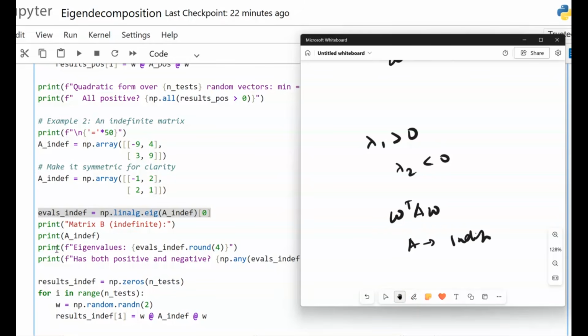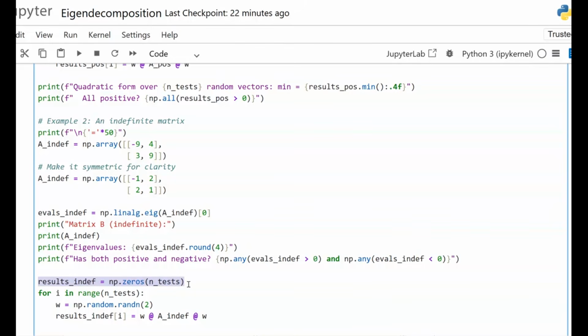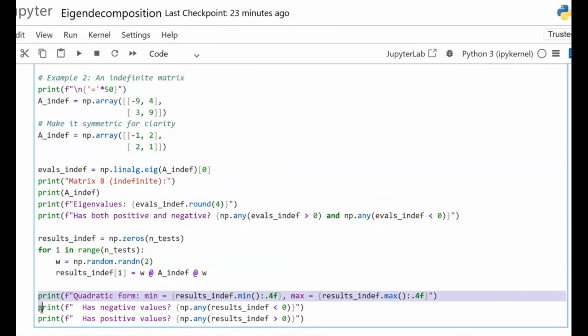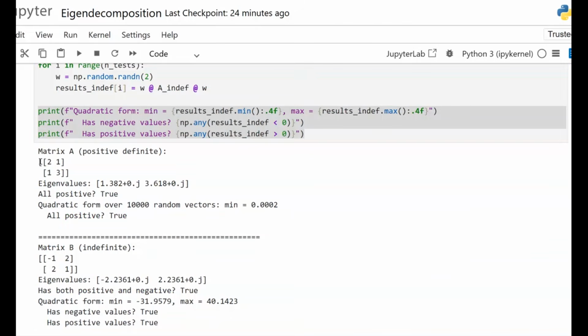And here we have the empirical result. The minimum is negative, the maximum is positive. This confirms that some directions produce positive curvature, others produce negative curvature. So this quadratic form is a saddle surface, curving upward in some directions and downward in others. Okay, let me execute and identify the result. Here we have the positive definite matrix, and here we have the indefinite matrix.